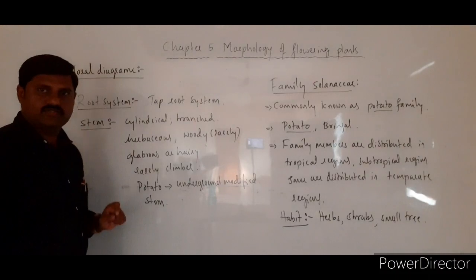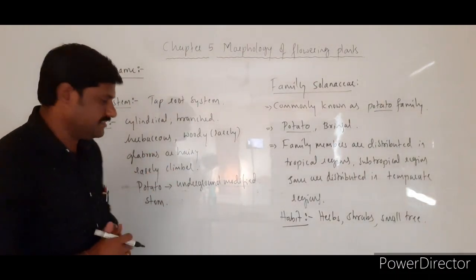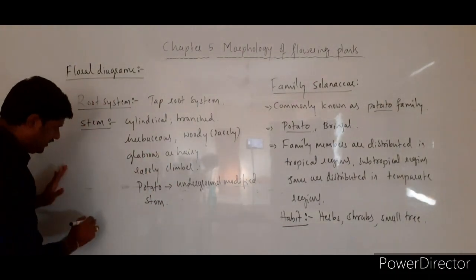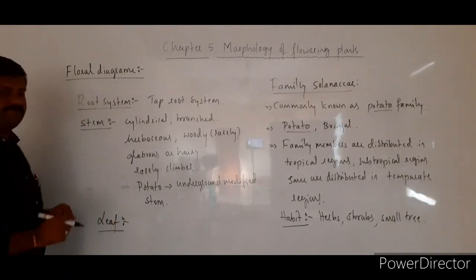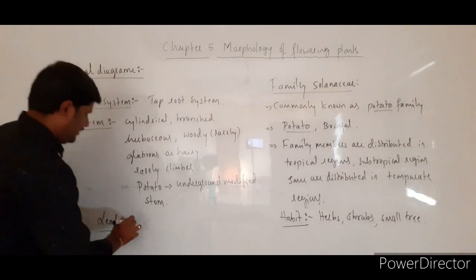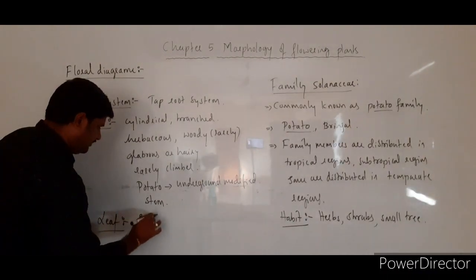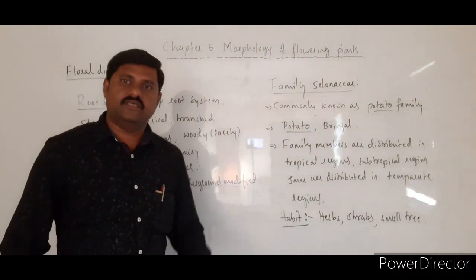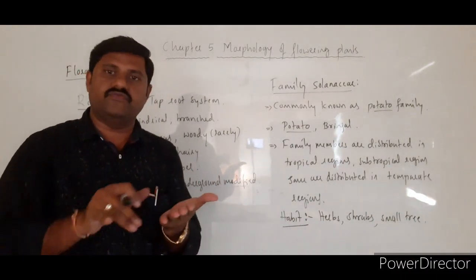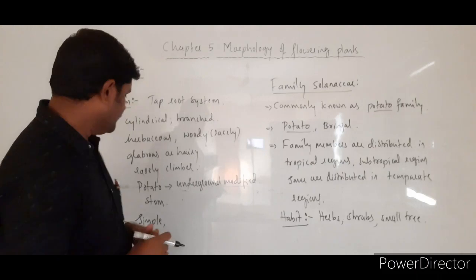So this is about the stem. After the stem, next one is leaf. So leaf, how is the leaf? It is a simple leaf. Simple leaf means this leaf has only one leaf lamina, right?